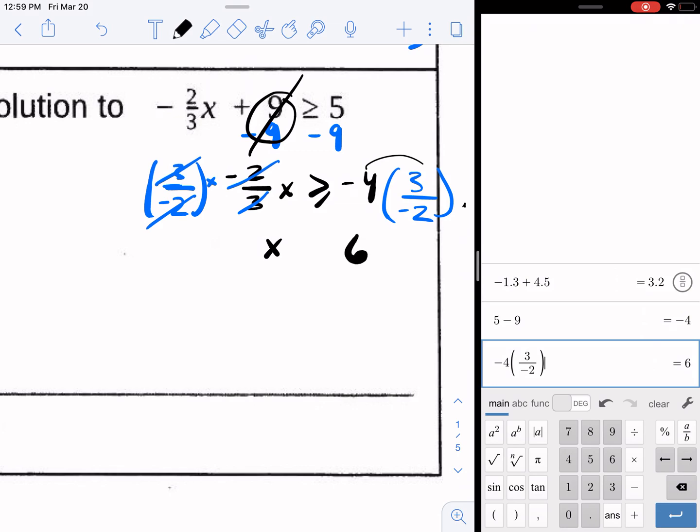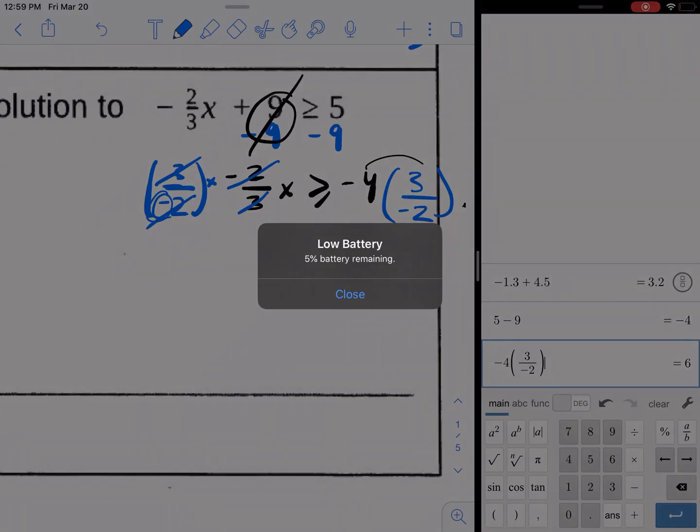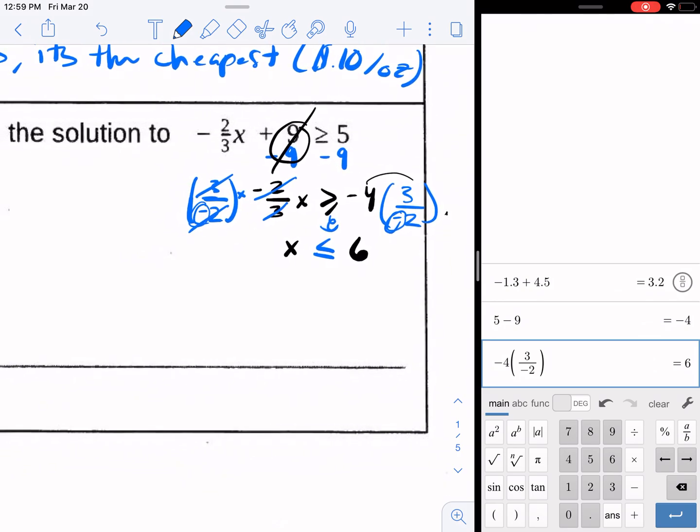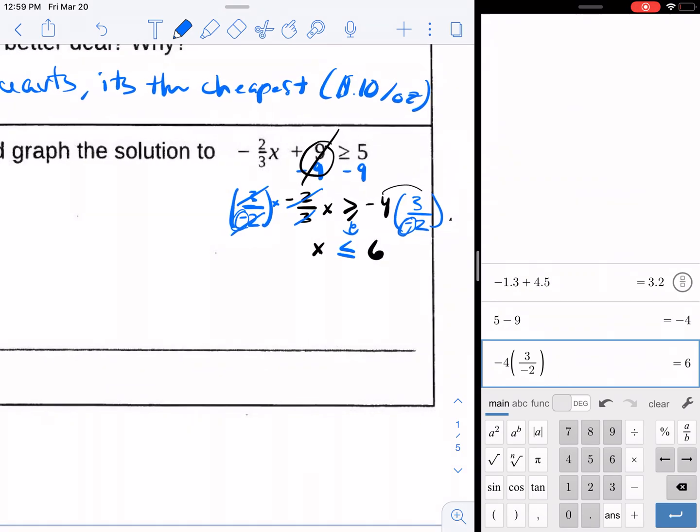And what sign goes in the middle? Well, since I multiplied both sides by a negative number, that means this thing right here, the inequality, it's going to flip. So instead of being greater than or equal to, it's going to be less than or equal to. And there we are. X is less than or equal to 6.